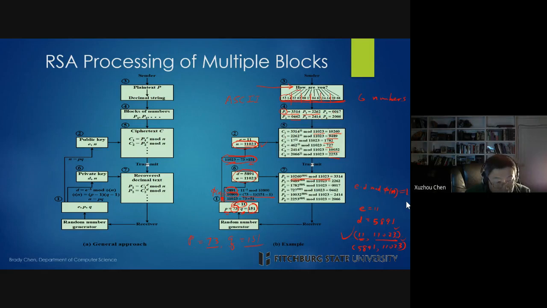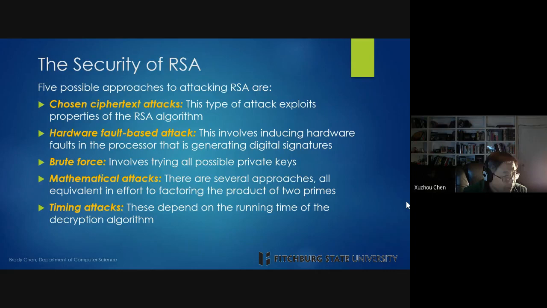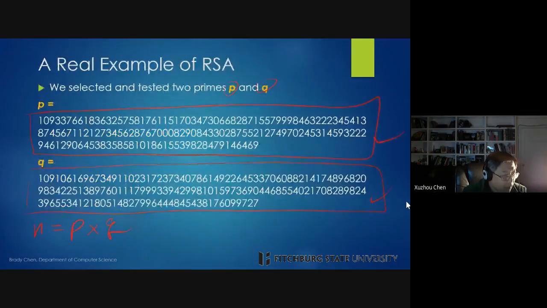Now, the question is still, how can you claim this algorithm is safe? Because it looks like if I give you two prime numbers, once you multiply these two primes to get an n, you can always factor n. Okay, now let's take a look at this example. This is the actual number you're going to use.